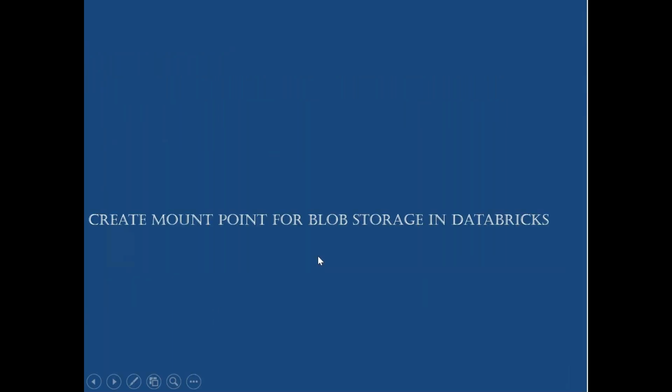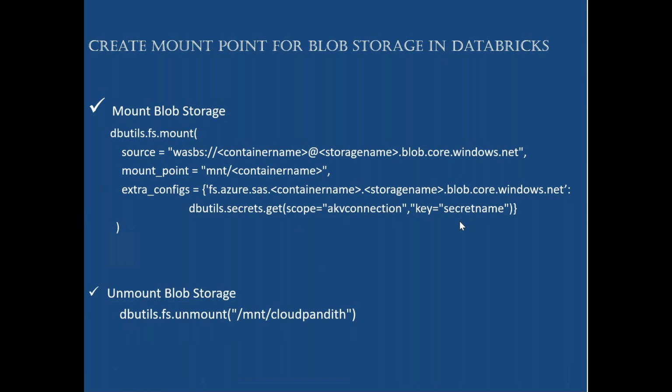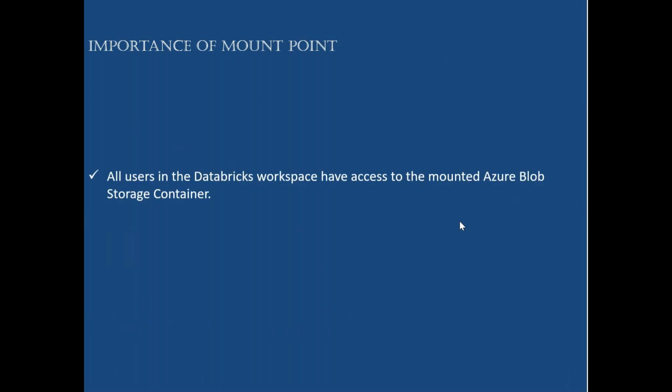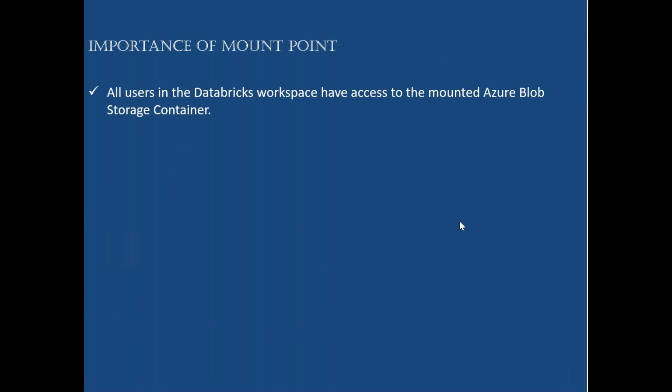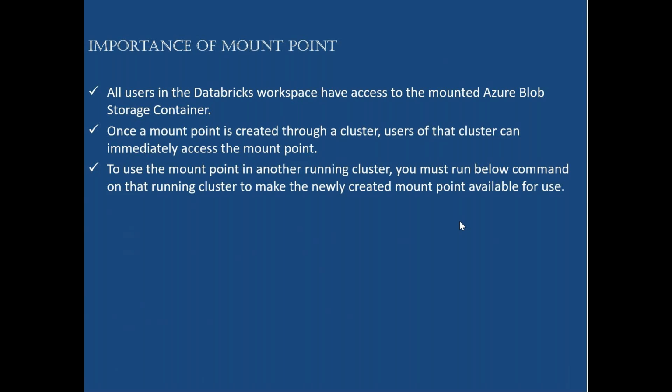Now you can see the mount point. This is the actual code that we will be using. The AKV connection secrets name we need to pass. This is the connection. Unmount, you know, right? Unmount means if you want to remove the container mounting, you can use unmount. The importance of mount point: all the users in the Databricks workspace will have access to that mounted storage container. Once a mount point is created through a cluster, users of that cluster can immediately access the mount point. People using other clusters can also use this mount point. If the mount point is not available on other clusters, they can simply use refresh mounts so that the latest information is updated in the other clusters. Clear team? Any doubts?